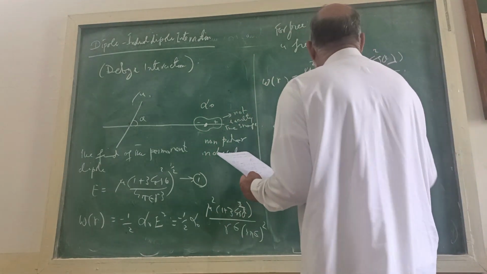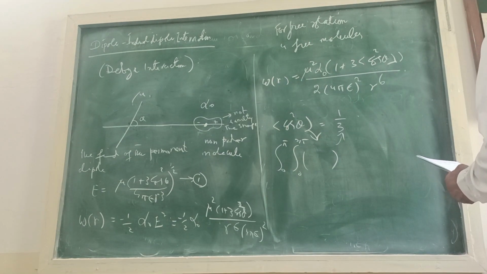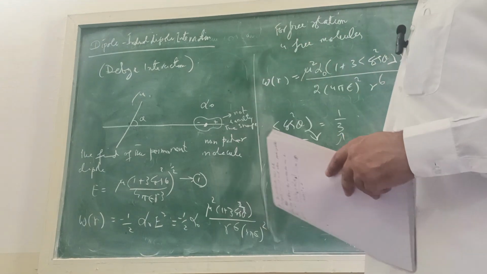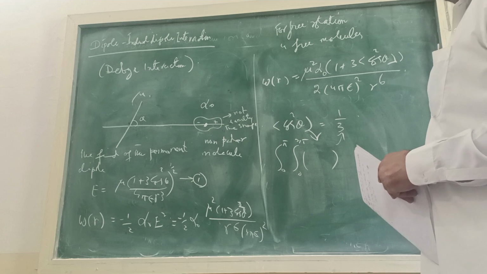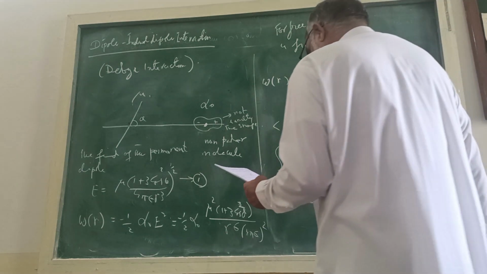The average is 1 over 3, the average of cos square theta over one full rotation. So that will give you 1 over 3.